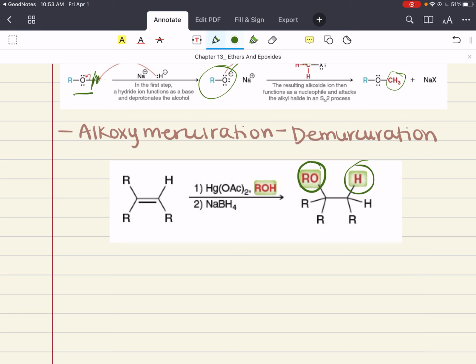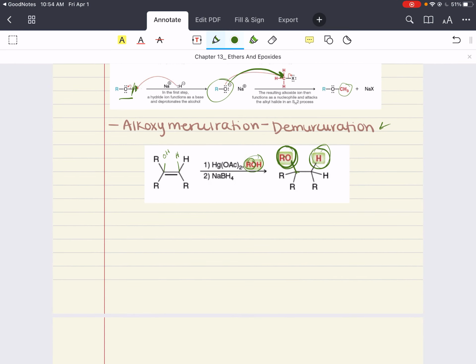So in oxymercuration-demercuration, to the double bond, we added OH and H. We essentially added water to the double bond, right? Now, we can have this variation of it where we actually add an alcohol, where the OR part of the alcohol, the oxygen and whatever R group is attached to it, gets attached to one side of the double bond and the hydrogen on the other side. As a consequence, you form an ether. So this is the derivative of oxymercuration-demercuration, alkoxymercuration-demercuration. Fantastic.